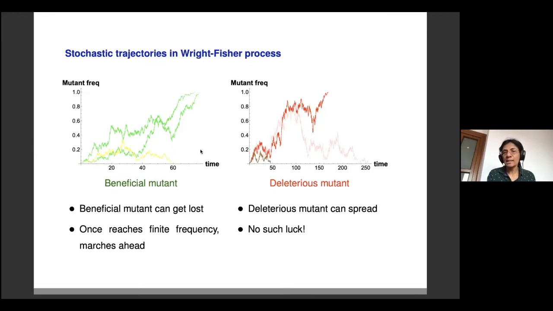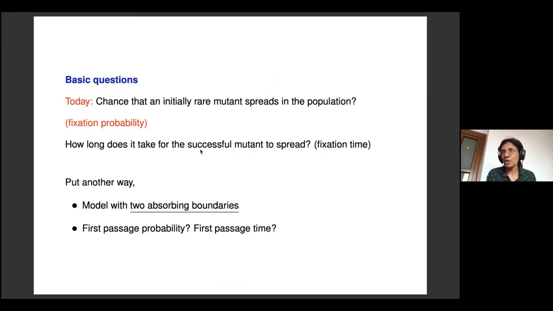What is the chance that a mutant which is initially rare, that means it's present initially in small numbers, would spread in the population? In this literature, it's called fixation probability. And how much time does it take? That's called fixation time. So I will not speak about fixation time today. I'll focus only on fixation probability.